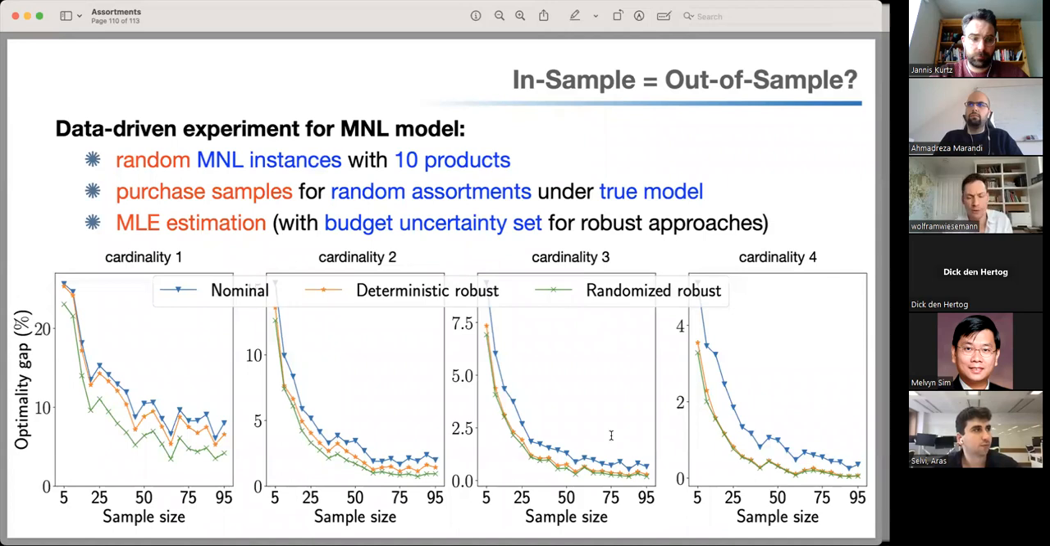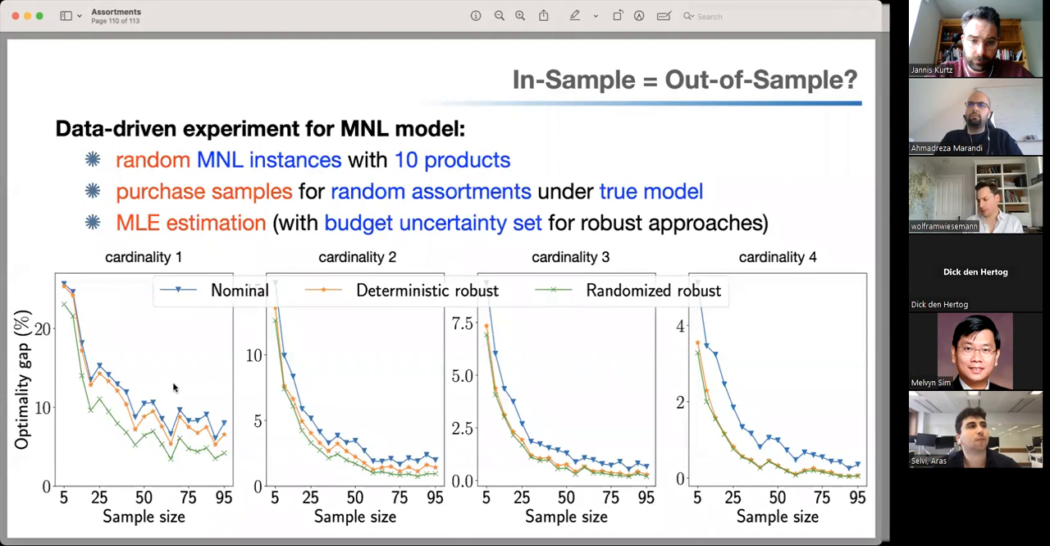The second thing to observe is that as the cardinality decreases, so as we go from right to left, the problems become much harder. The optimality gaps become much larger. Because here for cardinality 4, we have an optimality gap of like 2 to 4%, whereas under cardinality 1, we have an optimality gap from 10 to 20%.